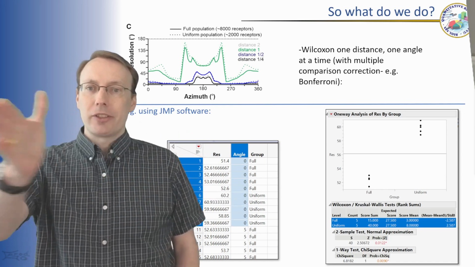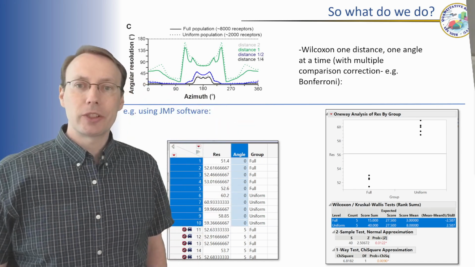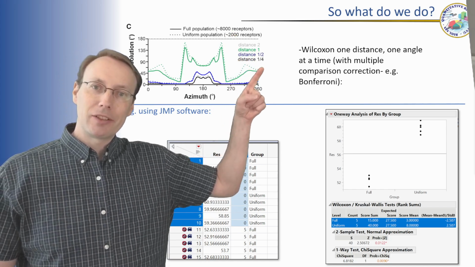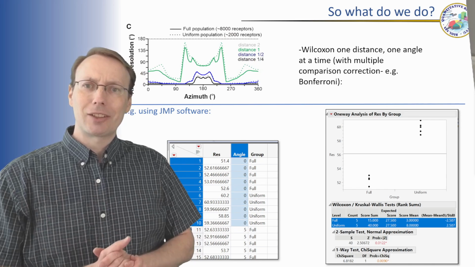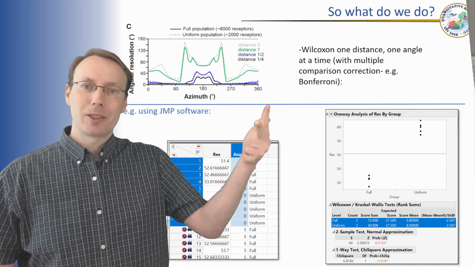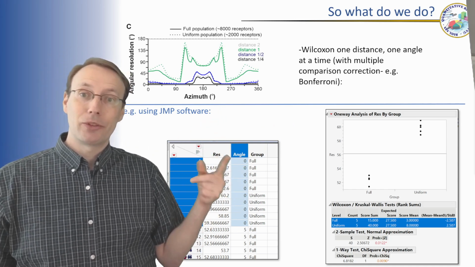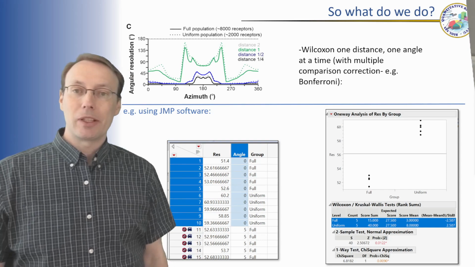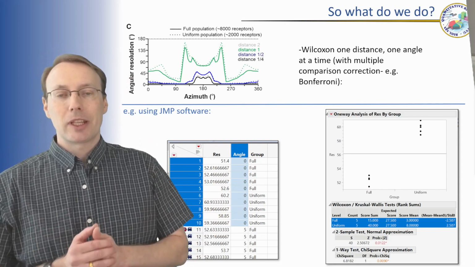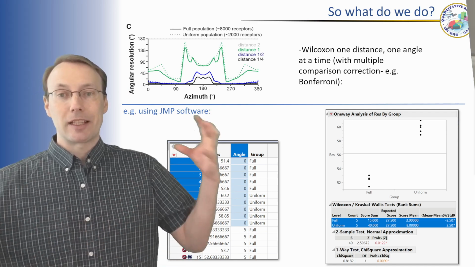In this case, we have this graph where we have the angular resolution at different azimuths, so at different angles relative to the fish. And here we compare two models at different distances. So that's a lot of factors, right? If we take the model, the azimuth, and the distances, you have three independent variables, angular resolution being your dependent variable. And so obviously you can't use any of the non-parametric analysis to analyze it as a whole.